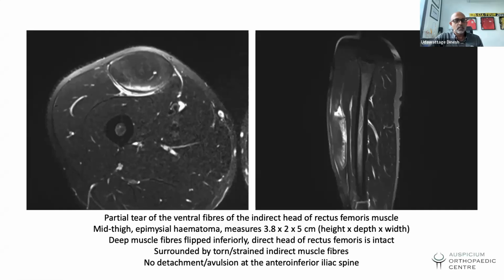Again, we organized an MRI scan for this, and what it showed was that there was a partial tear of the ventral fibers of the indirect head, and there was this big hematoma sitting in the muscle. The deep fibers had actually got injured and had flipped over as well, and then there was edema spreading throughout.